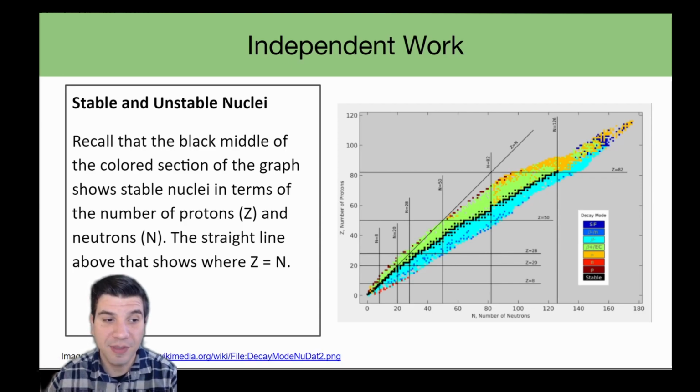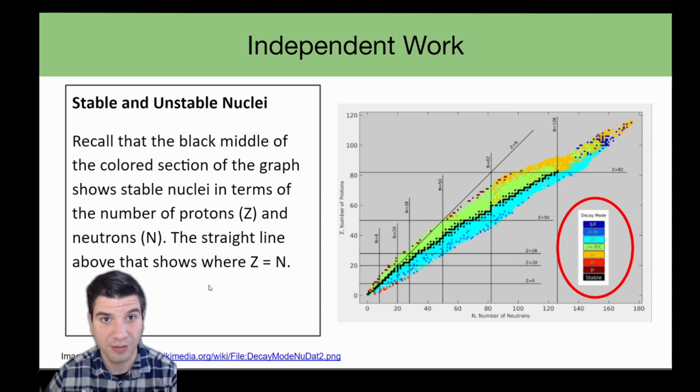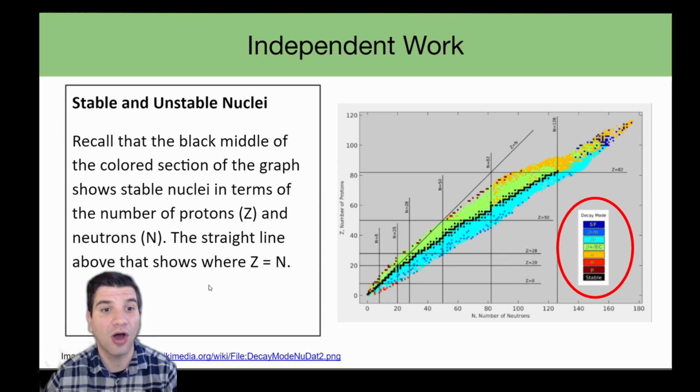Recall that the black middle of the colored section of the graph shows stable nuclei in terms of the number of protons, which is Z, and the number of neutrons, N. The straight line above that shows where Z equals N. So let's start off by looking at the bottom right-hand corner of the page where we have a box that says decay mode. Now all the colors you see there with the exception of black are unstable isotopes.